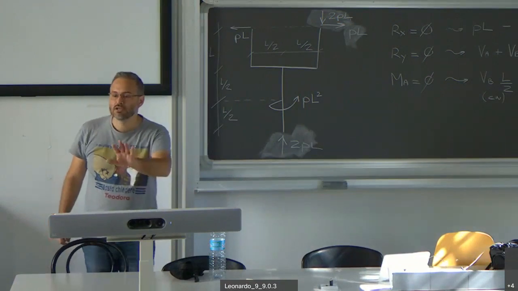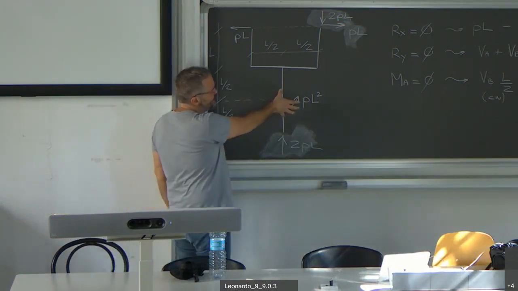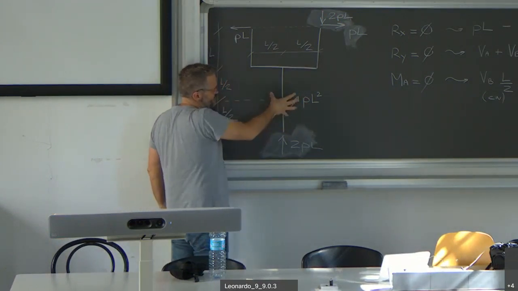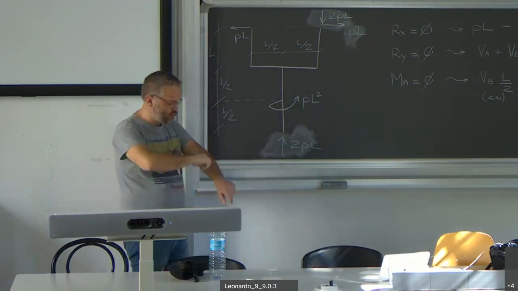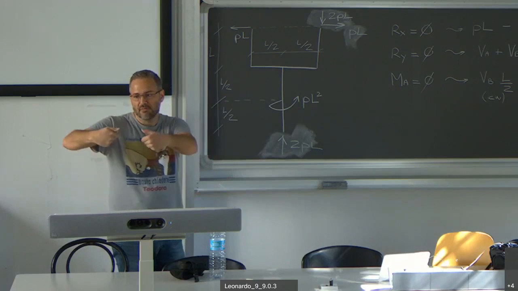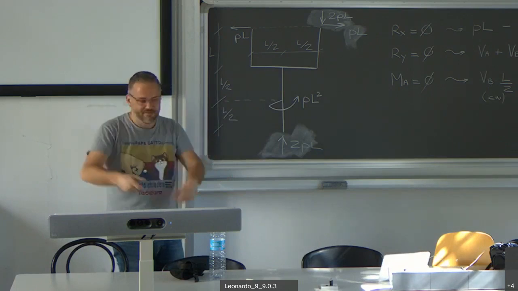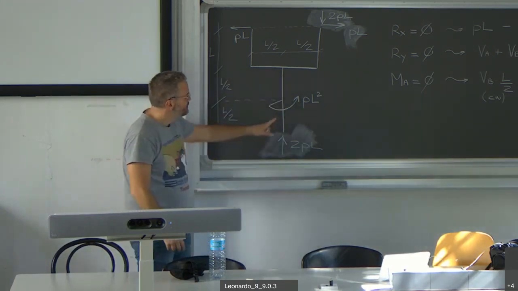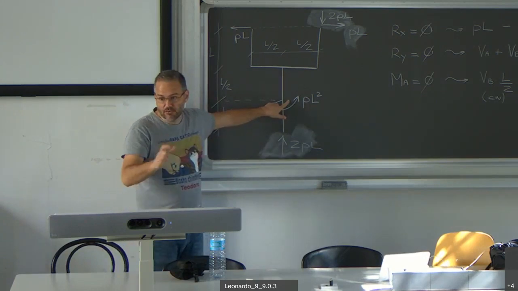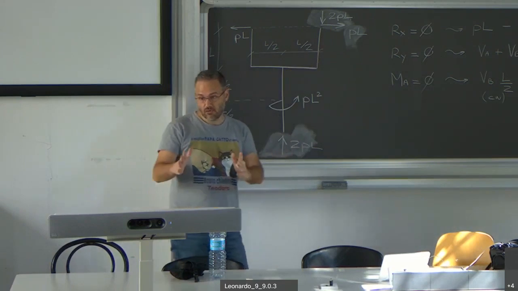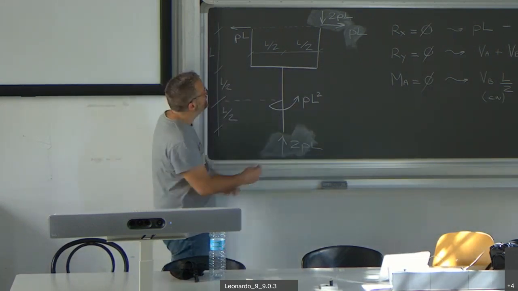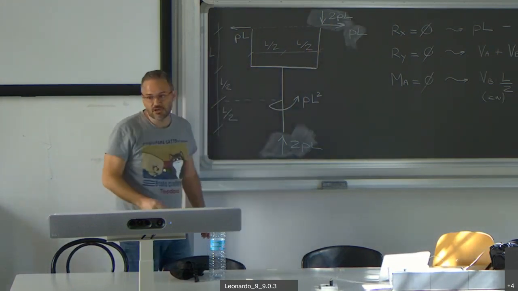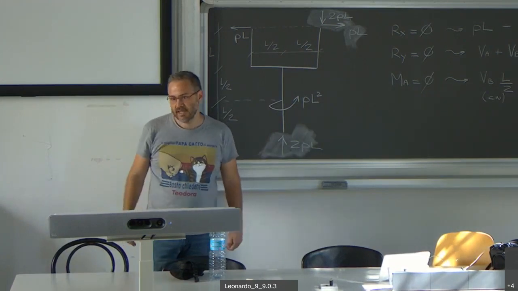Now look at the structure. We have here a PL square moment which rotates counterclockwise. It's like when you take a pencil and you do this. It's a bending effect, leading the structure to rotate counterclockwise. This is counteracted by a couple of forces, 2PL and 2PL, equal in magnitude, opposite in sign. Their lever arm is L divided by 2. So 2PL times L divided by 2 gives you PL square clockwise.